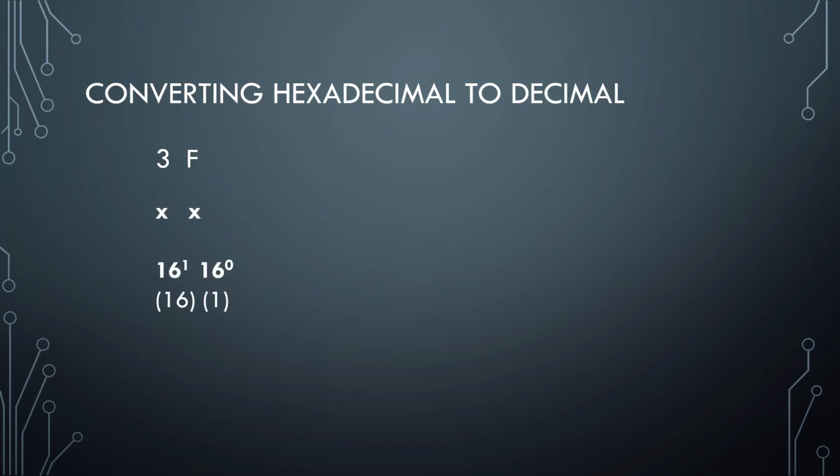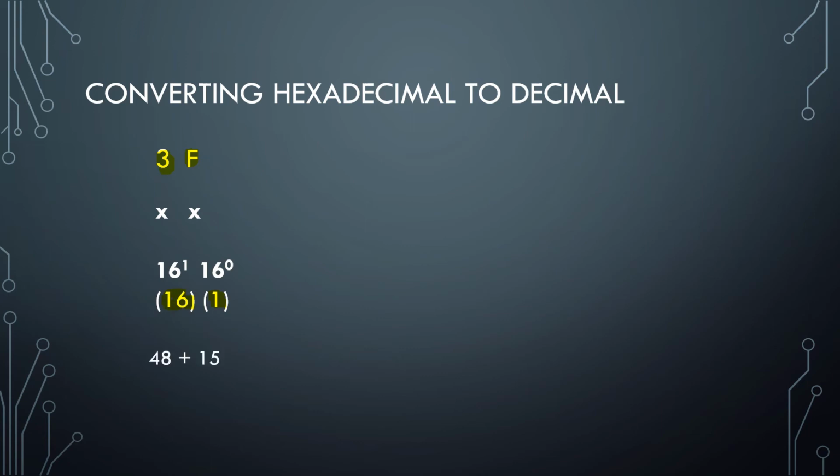So I'm going to pull up these place values again for us. We're just going to multiply down. So whenever you're converting any number to a decimal, just remember you're multiplying whatever the digit is by the place value. So we're going to start with F, which don't forget is worth 15. So 15 times this place value of 1 is just going to be 15. And then next we have 3 times this place value of 16. So 3 times 16 is going to be 48.